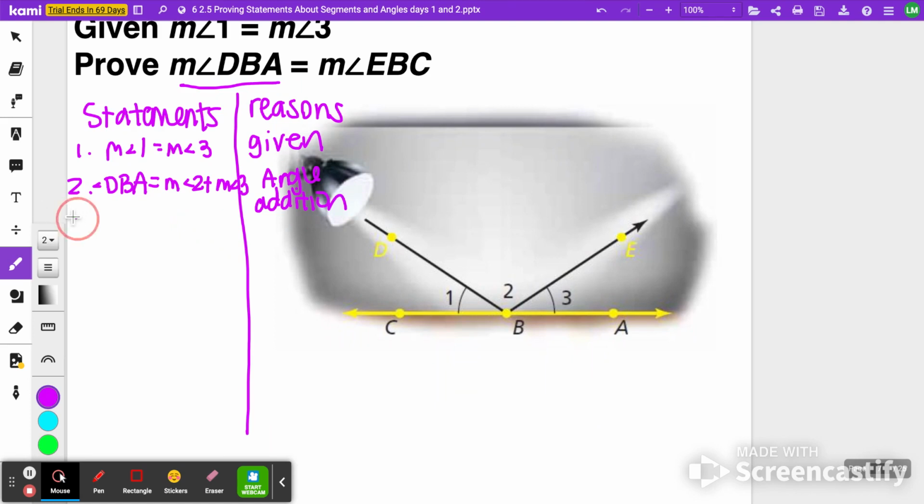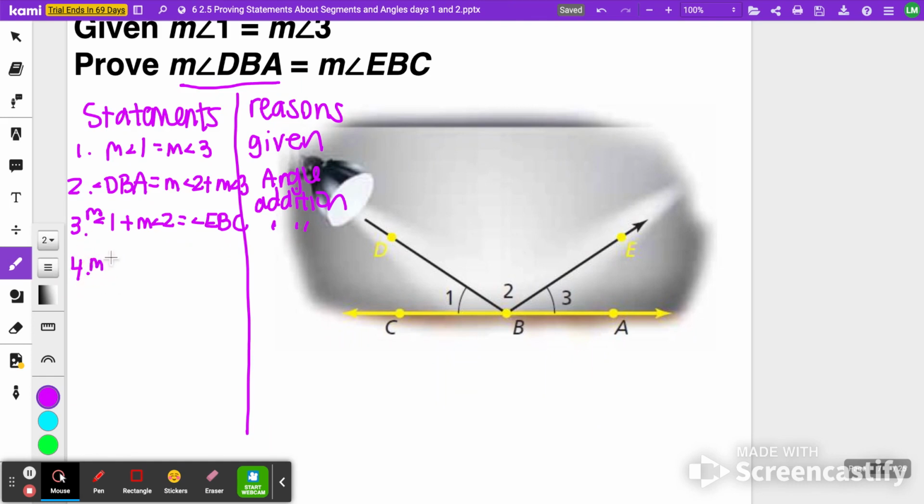Okay. Statement number 3. Now that I know that, how can we connect DBA to EBC? Well, if we look at EBC, that is the measure of angle 1 plus the measure of angle 2 is equal to the measure of EBC, and that is still the angle addition postulate. Now that we have made that connection, let's start using that substitution property.